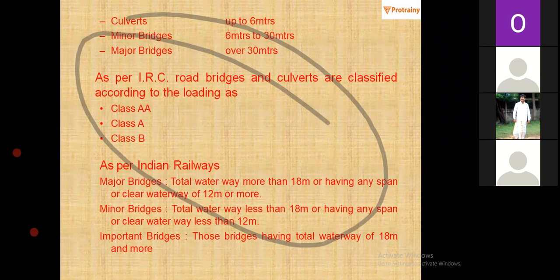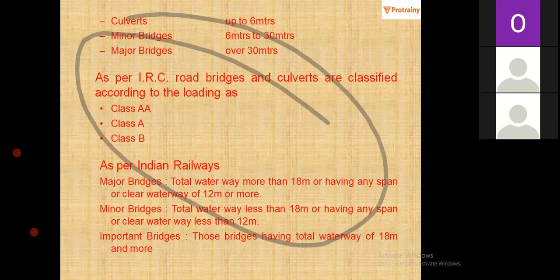As per Indian Railways, after IRC, when it comes to railways, Indian Railways has separate codes to deal with bridges. So major bridges, minor bridges, and important bridges. Major bridges, as per Indian Railways, are those with total waterway of more than 18 meters, or having any span or clear waterway of 12 meters or more. If that is the case, your bridge has to be categorized as a major bridge.